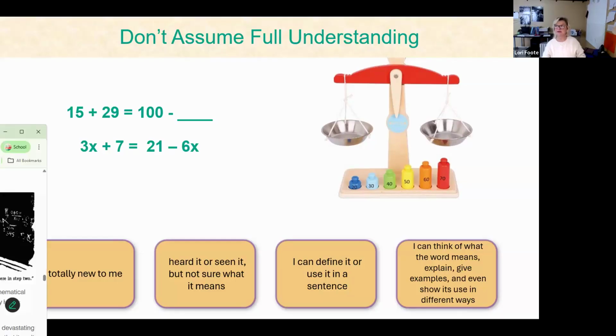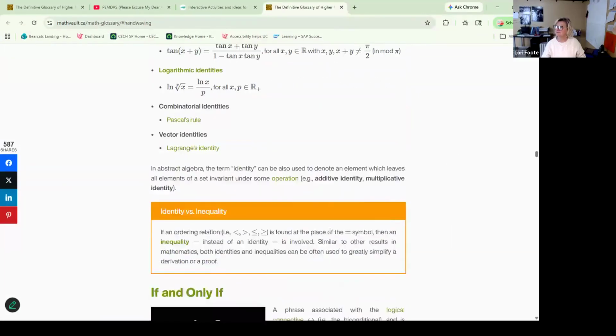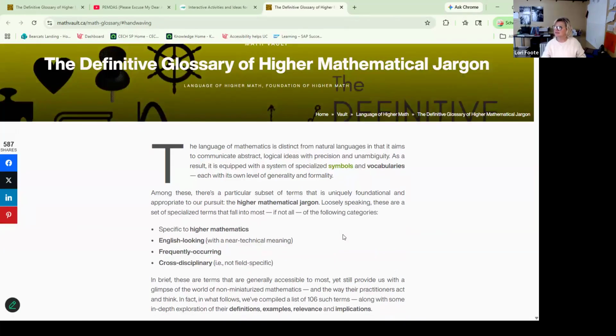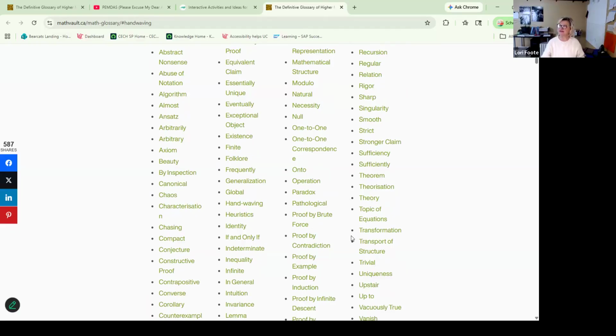Go all the way to the very top. You should see a definitive glossary of higher mathematical jargon. I went as hard as I could think of. I wanted you to skim through this list, and I've got it on the screen too, in case you didn't want to pull it up. There are probably words in there where you think, oh yeah, I know that word. And then there are other words where you might be at a level 1.